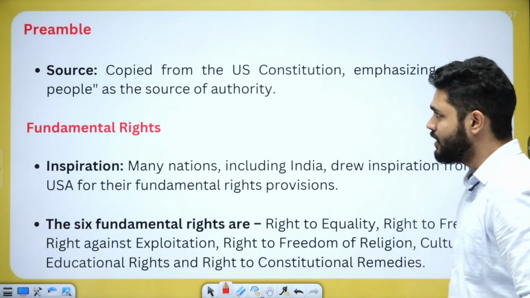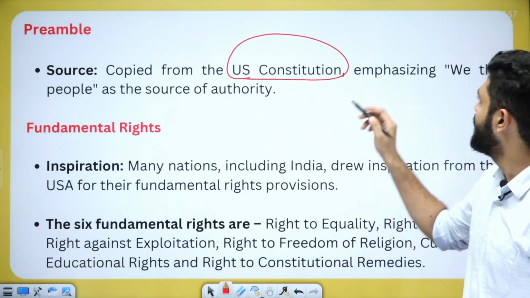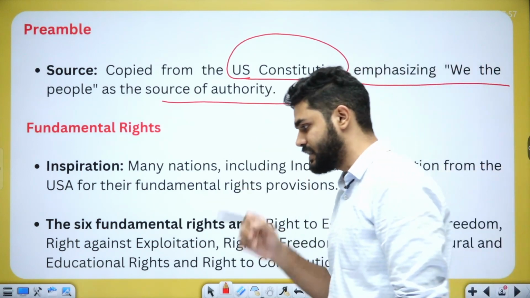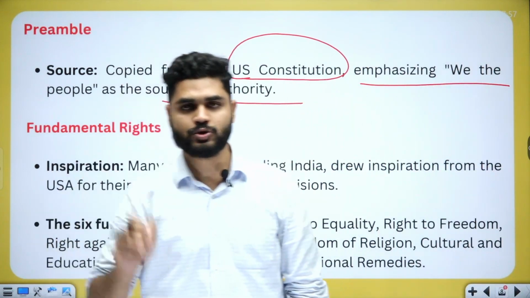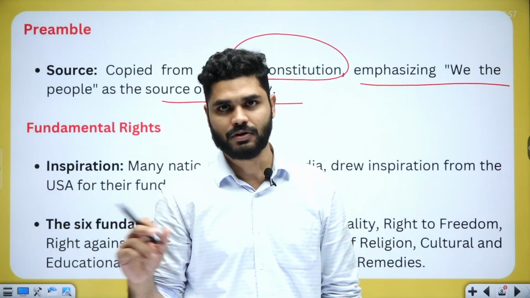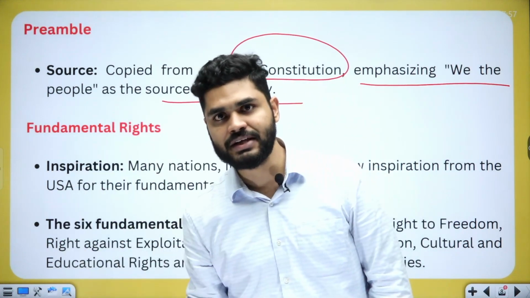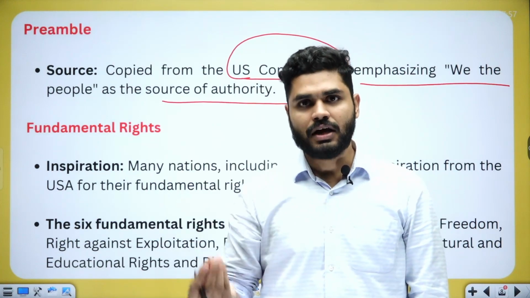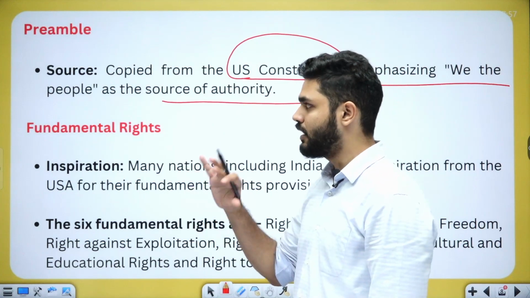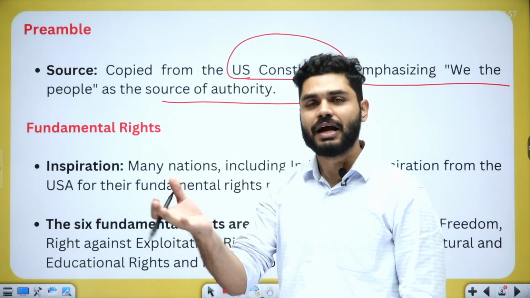The Preamble was literally copied from the United States of America. We emphasize "We the people" as the source of authority. Just like in the United States, in India the starting three words are "We the people." Here it is "We the people of India," and both preambles signify that the citizens are the source of power, and they give this constitution and give this whole nation state the resilience and the thing to stand on.